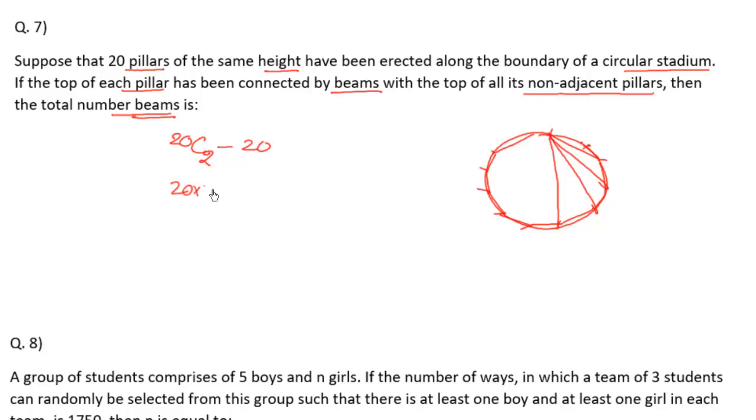So this is nothing but 20 into 19 by 2 minus 20, or it is 190 minus 20, which comes out to be 170, and that becomes the right answer.